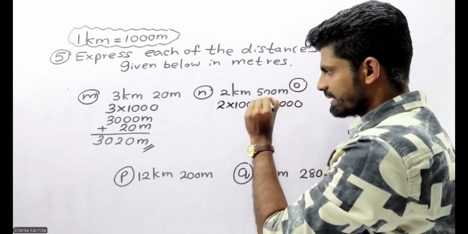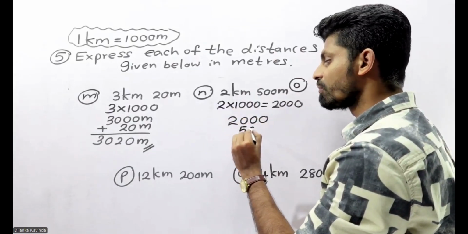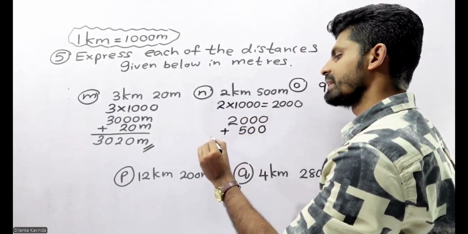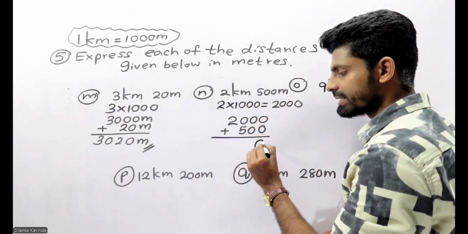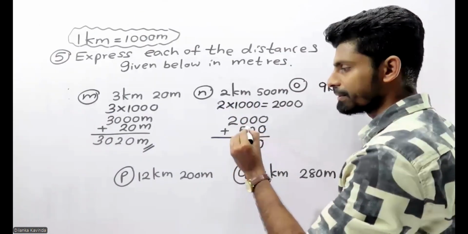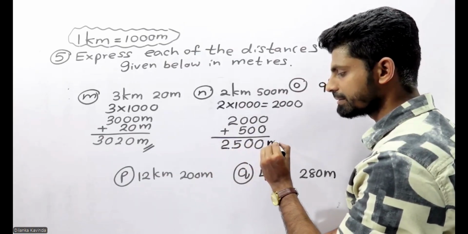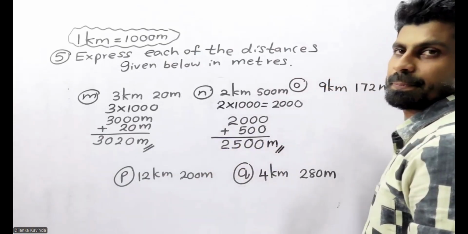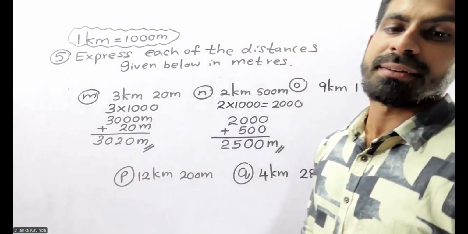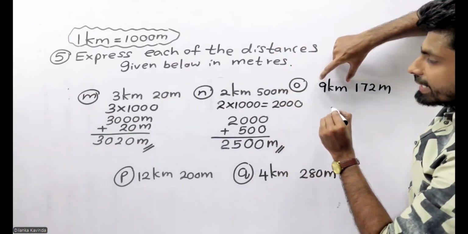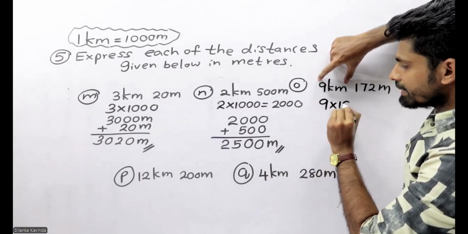2 kilometers means 2 into 1,000, which is 2,000. Then 2,000 plus 500: 0 plus 0 is 0, 0 plus 0 is 0, 0 plus 5 is 5. So 2,500 meters. Next, 9 kilometers and 172. 9 kilometers means 9 multiplied by 1,000.